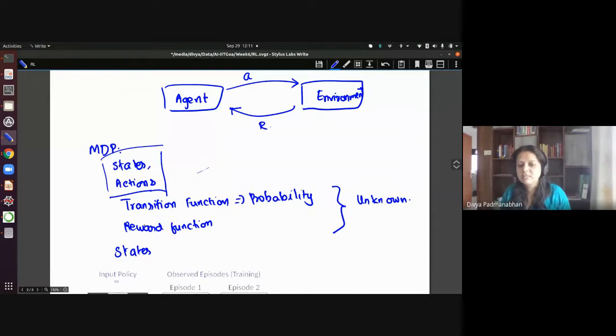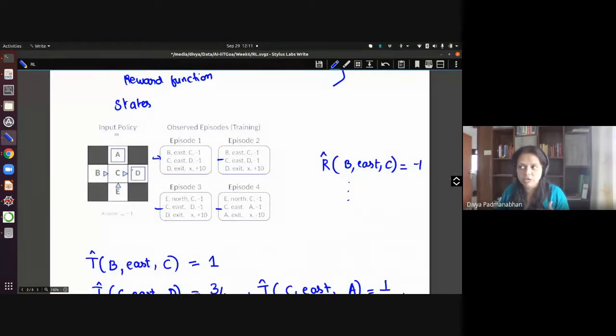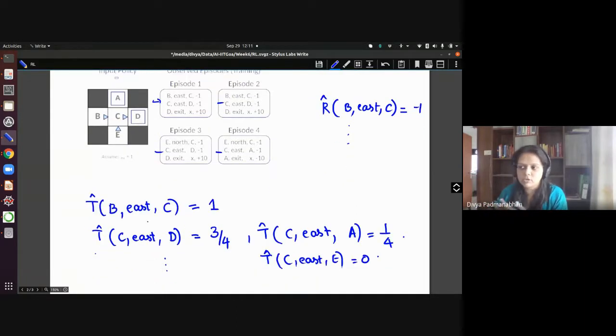And from your experiences, you can try to learn these unknown quantities, these two basically, the transition function and reward function. So that's what we saw yesterday. We saw this example of a grid world, where there's some episodes which are given to you. An episode is where you start off from some state and keep going till you reach the exit. What policy was followed here was not very critical at this point. You can just think of it as somehow you got this data, and then you try to estimate the transition probabilities and the rewards. You try to get a sense of it from the data.